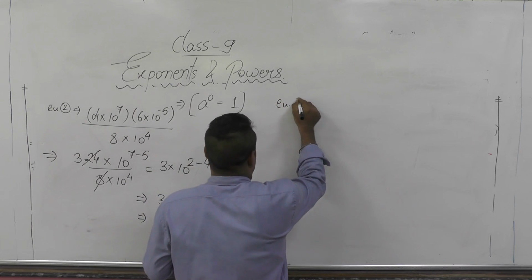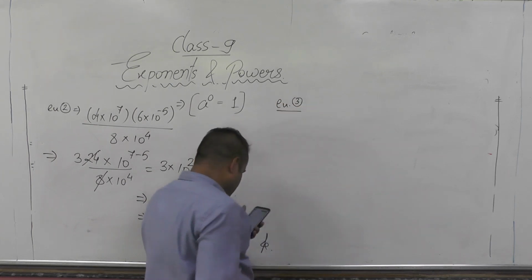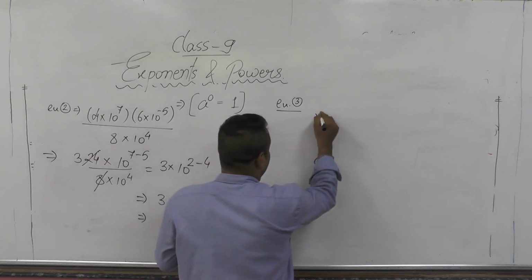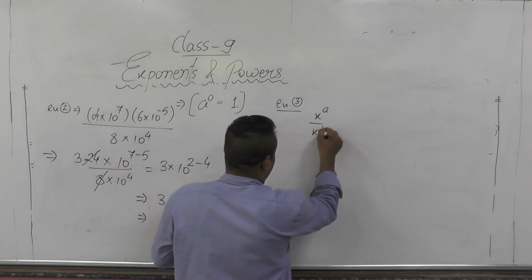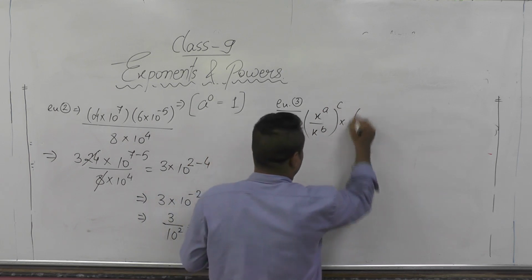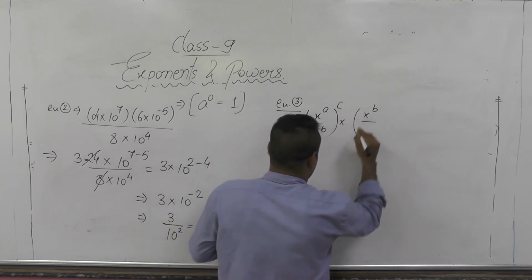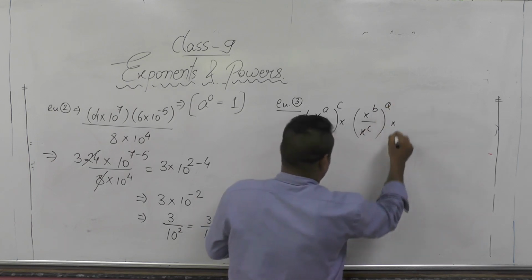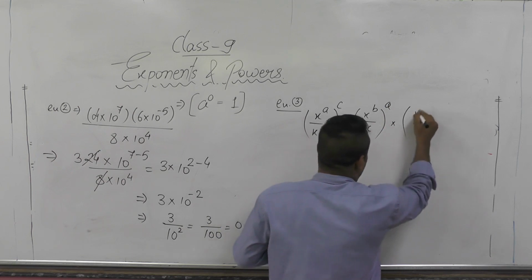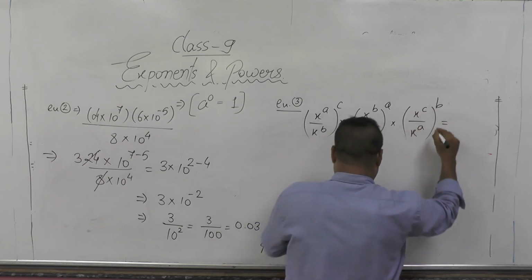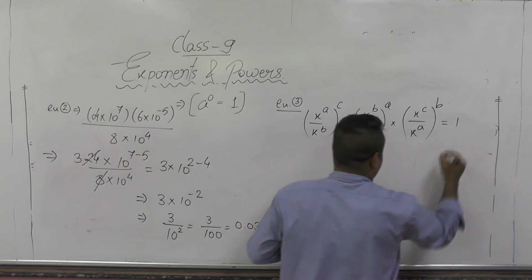Example number 3. Now see, there are some HOTS kind of questions. It is x to the power a upon x to the power b, bracket having whole power c, into x to the power b upon x to the power c whole power a, into x to the power c upon x to the power a whole power b, that we need to prove equals to 1.